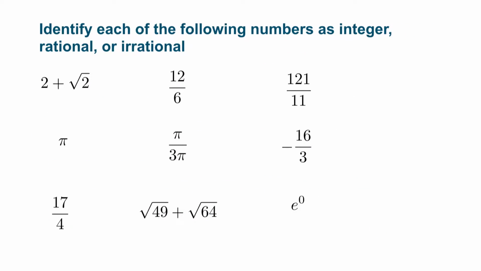Let's look at several examples of numbers and try to identify them as integer, rational, or irrational. Now, if we want to identify it as rational, we'll assume it's not also an integer. 2 plus square root of 2. Well, this involves a square root of 2, so it's suggested as irrational.